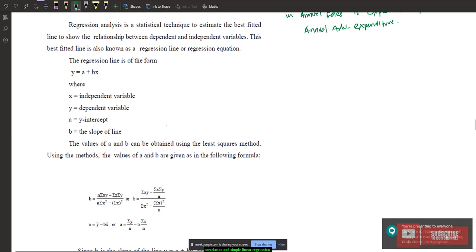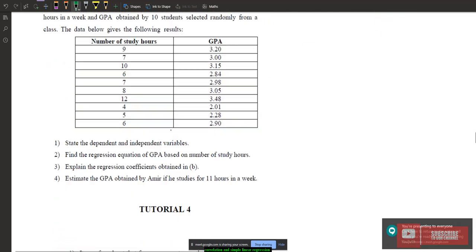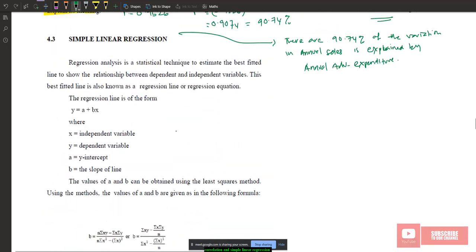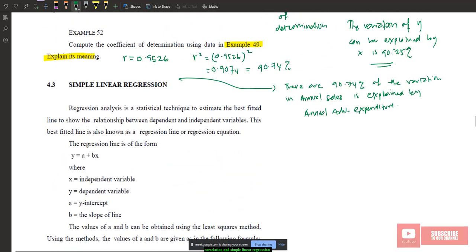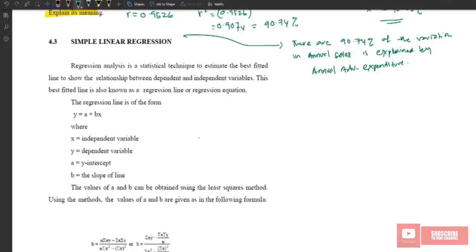So for the next topic, this is the last topic for today. Very short topic. Chapter number 4 is very short topic, right? So we move to the next topic, which is the last topic in chapter number 4. Simple linear regression. So simple linear regression is a statistical technique to estimate the best fit line to show the relationship between dependent variable and independent variable.